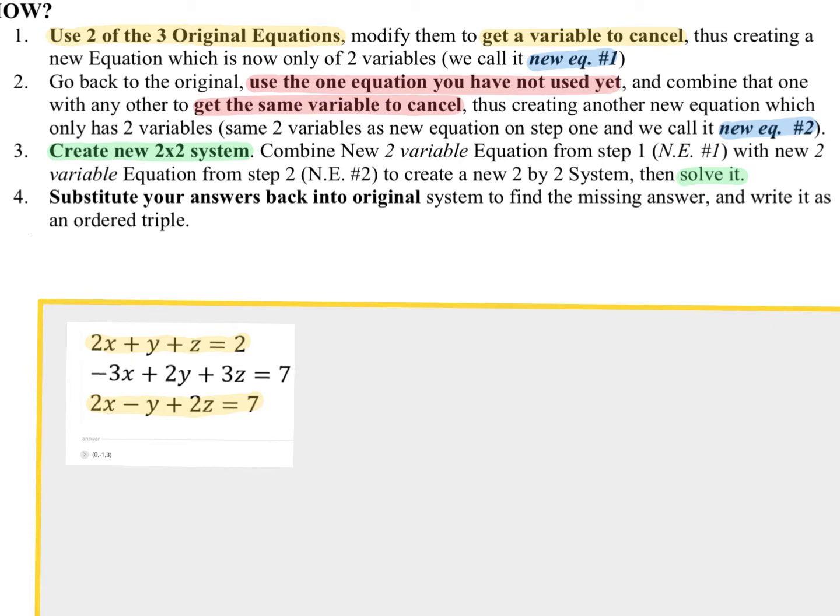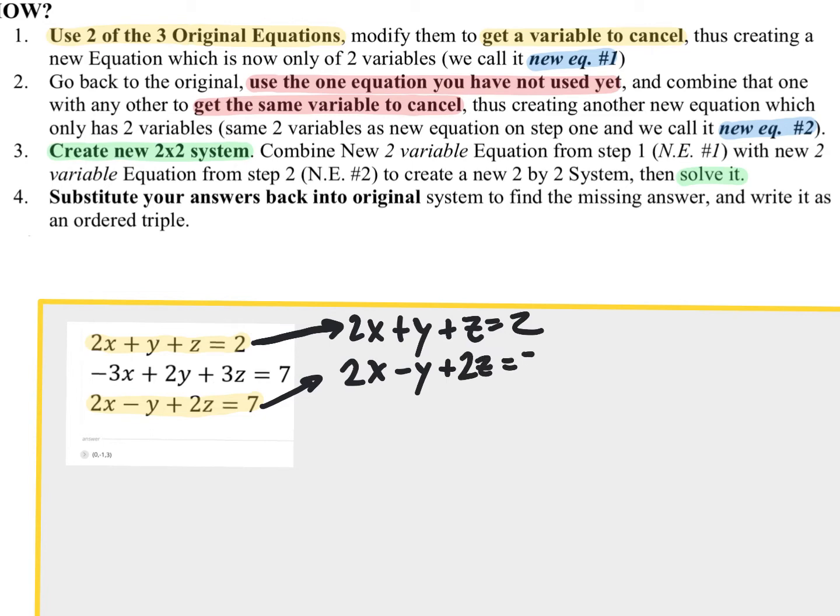So what am I going to do? I'm just going to rewrite this one over here: 2x plus y plus z equals 2. And I'm going to rewrite this one right here: 2x minus y plus 2z equals 7. And now I can combine them. I didn't even have to modify them. I can combine them. The y's eliminate. I end up with 4x plus 3z, there are no more y's, equals 9.